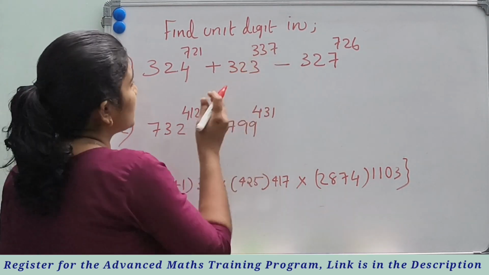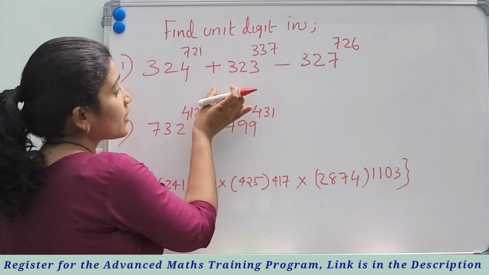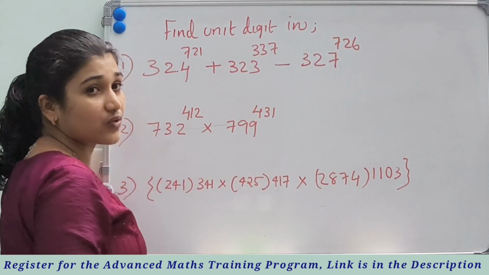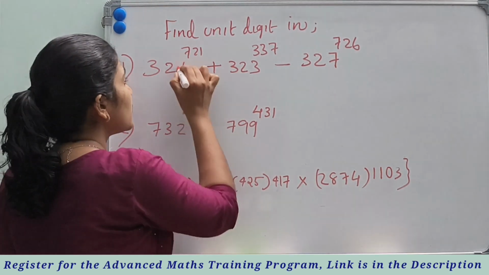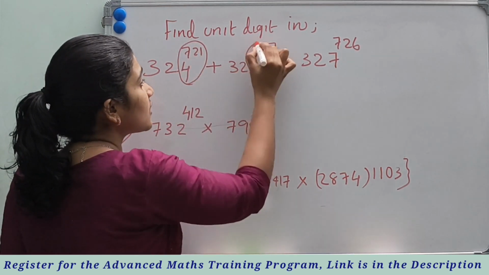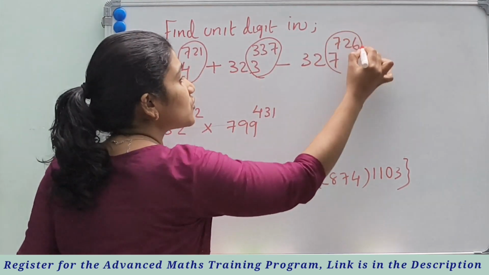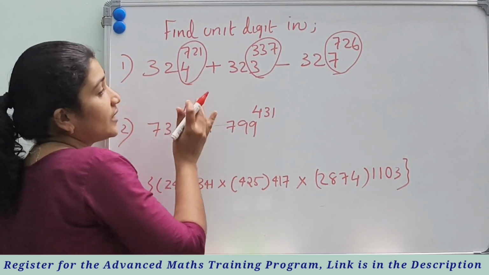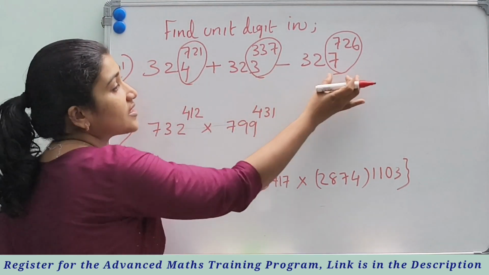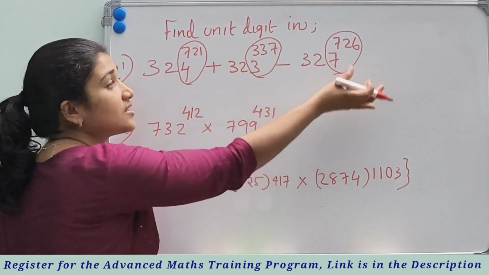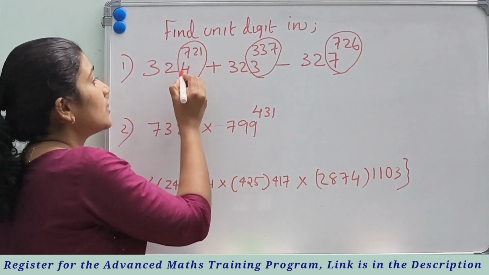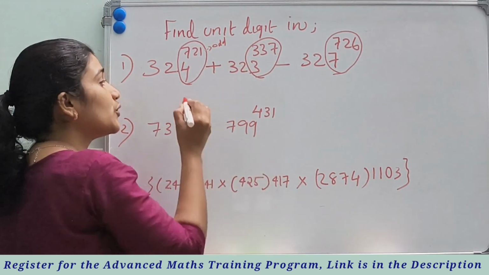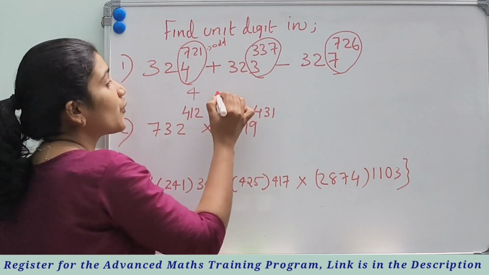Here, find the unit digit in 324 raised to 721 plus 323 raised to 337 minus 327 raised to 726. So just find the unit digit of 4 raised to 721, 3 raised to 337 and 7 raised to 726. Here, we can write this 3 and 7 in 3 raised to 4n and 7 raised to 4n format. Here 4 raised to an odd number, the unit digit is 4. 4 raised to 1 is 4.